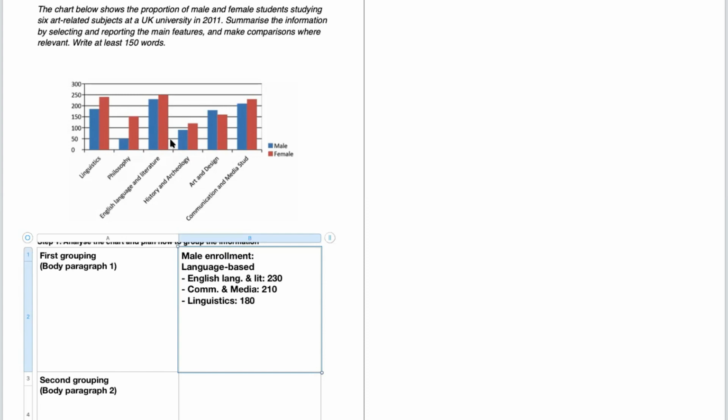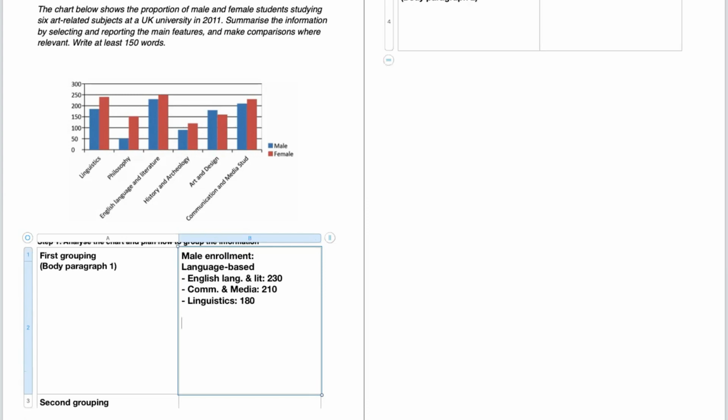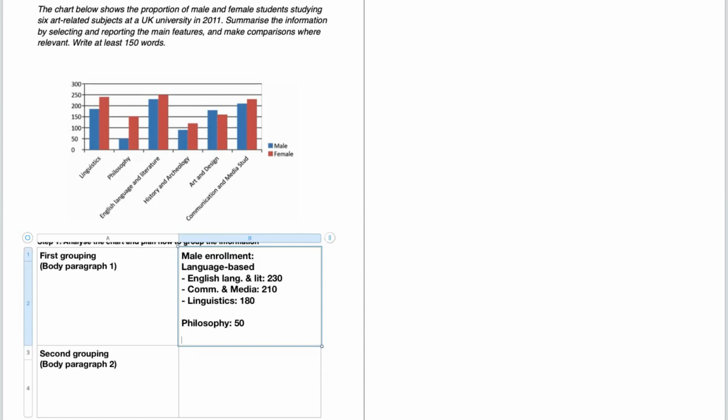And then I'm not going to really talk about art and design and history and archaeology because those are what I would say to be mid-range. They don't have anything really to do with language-based learning, and they are not the lowest. So instead, I'm going to focus on the lowest, which is philosophy, and philosophy is clearly at 50. So philosophy, I've got 50, okay? So note how I'm looking at a couple of things. I'm looking at the highest, I am looking at the lowest, and I'm looking at the fact that there is a clear language-based grouping when it comes to male enrollment.